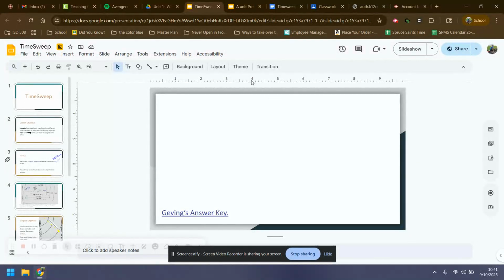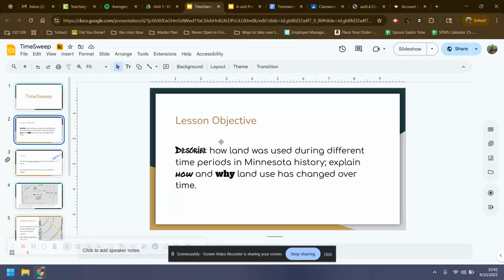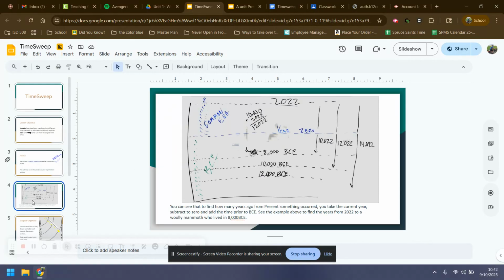This is a walkthrough of the TimeSweep activity, and this is really just walking through where to use your resources to do the reading, as well as where to put the answers that you get from the reading. This won't really walk through the presentation part, but our goal is to look at how land changes over time and why that land use changes, right?